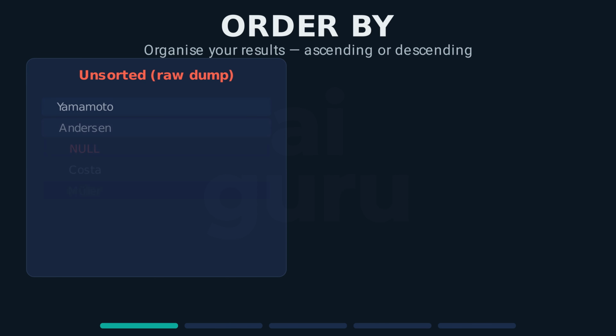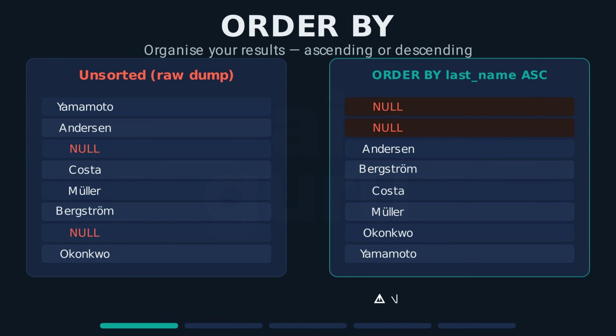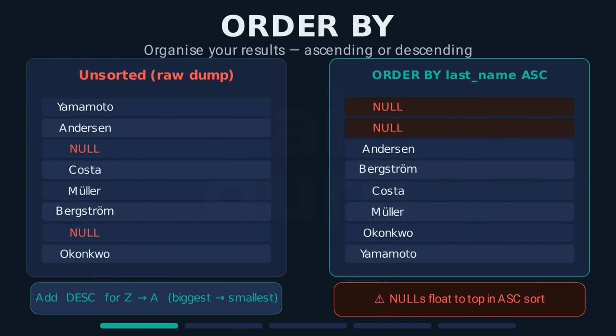That requires the ORDER BY clause. This goes at the very end of your query. If you type ORDER BY last name, the database will automatically sort everything alphabetically from A to Z. And if I want it Z to A, you just add the abbreviation DESC, for descending, right after the column name. So, ORDER BY last name DESC. The default is ascending, but you have full control.